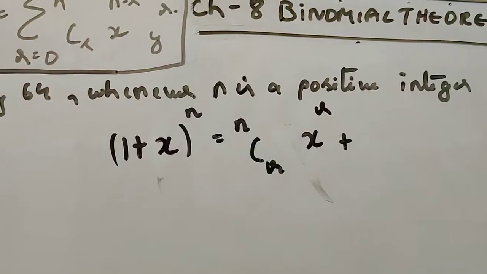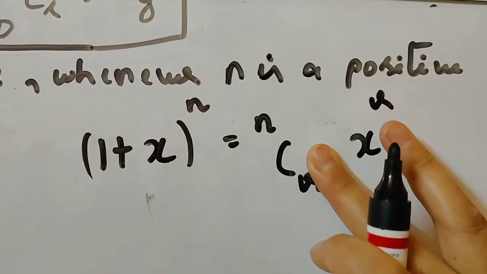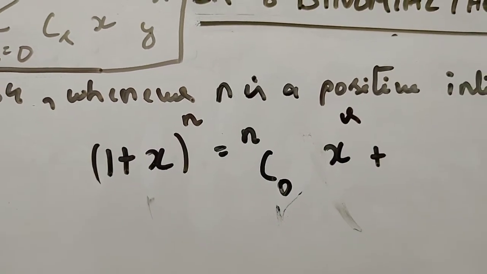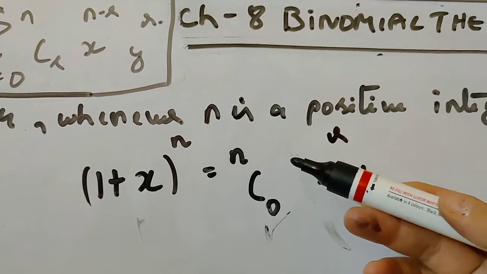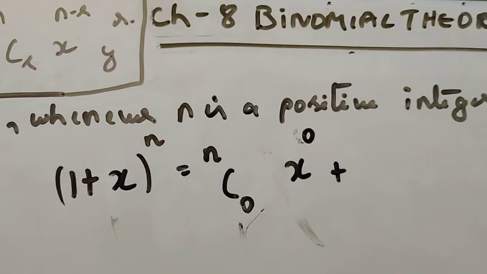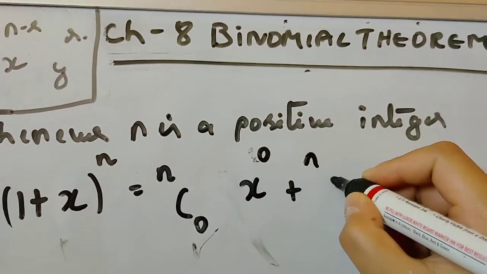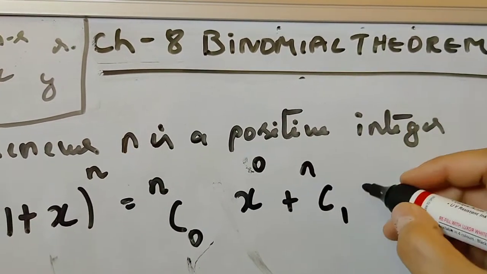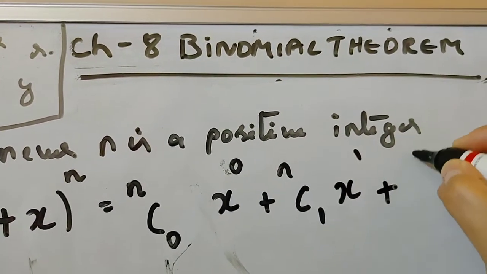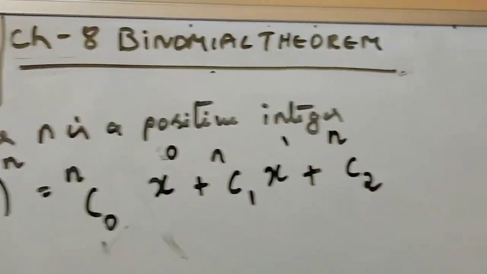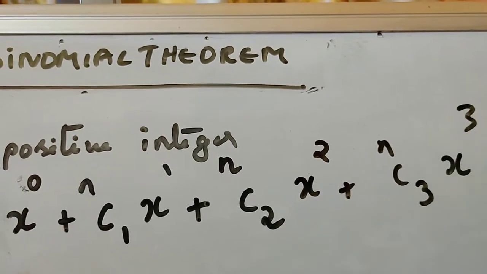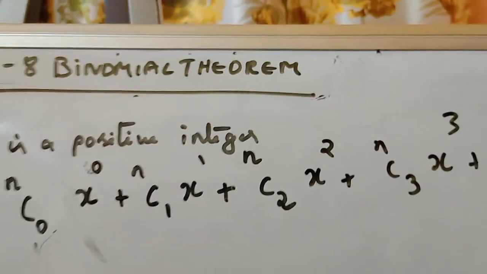Here I have made a mistake. The first term will have r equal to 0, and 1 to the power n will be 1 only, x to the power 0, plus the next term will be nC1. 1 to the power n minus 1 will be 1, so I will not write it. x to the power 1, plus nC2 x to the power 2, plus nC3 x to the power 3, and it will keep going.